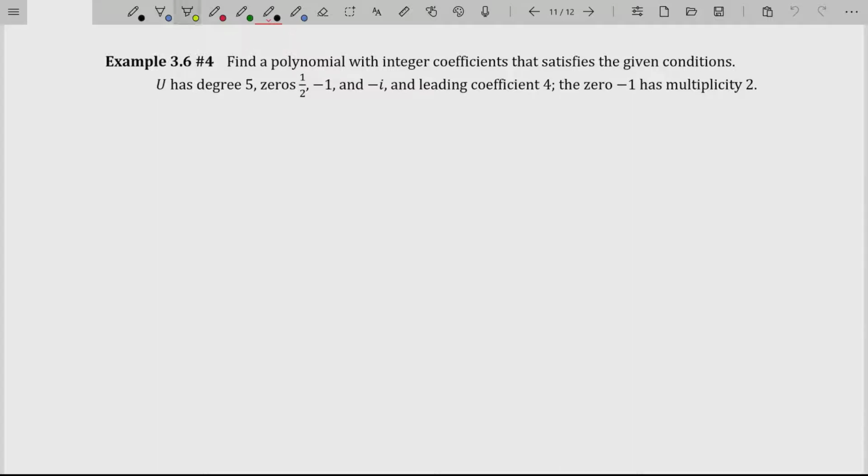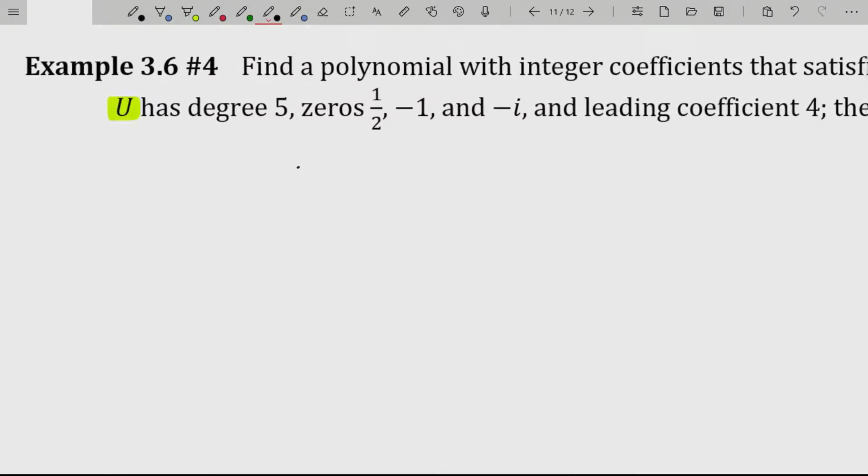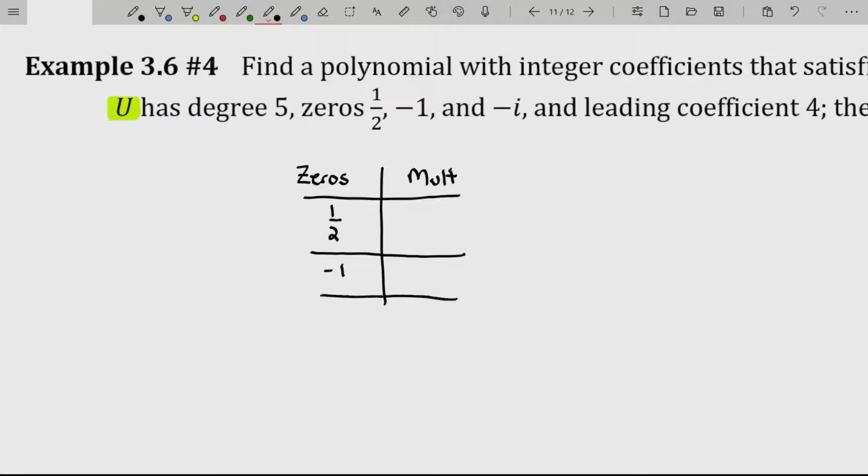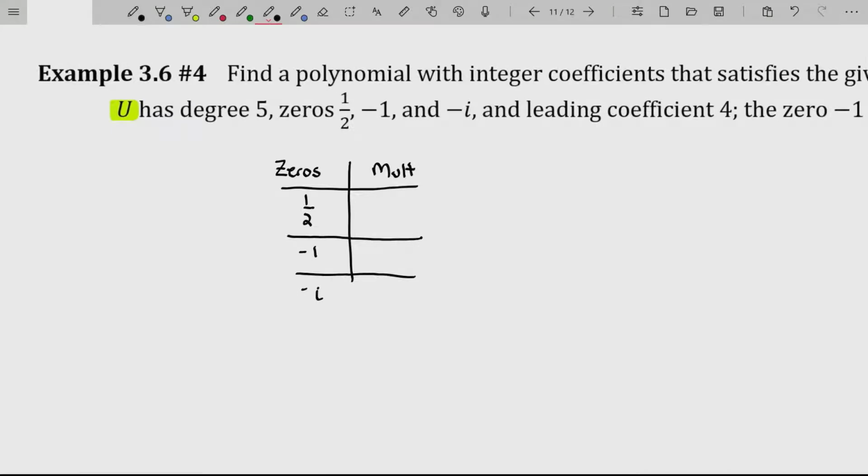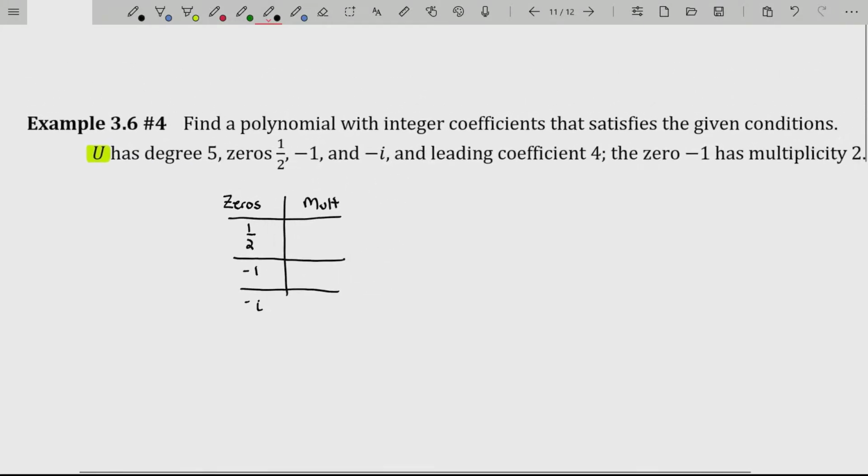U has, so they're telling us that the polynomial has name U. U has degree 5. The zeros, and I'm going to write these down actually because this ends up being somewhat important to write in a list. So the zeros and their multiplicities. So they tell us it has a 0 at 1/2, has a 0 at -1, and a 0 at -i. And has a lead coefficient of 4. Okay, well, that will be important later.